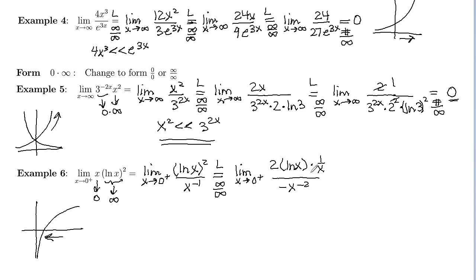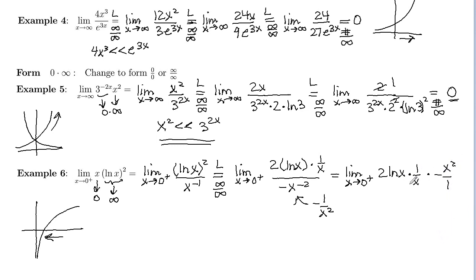And now let's simplify this thing before we decide whether we're done, whether we have to do L'Hopital again. So this will be limit x approaches 0 from the plus. And then on the bottom, that negative x to the negative 2, that's the same as negative 1 over x squared, right? Because a negative exponent means reciprocal. So dividing by negative 1 over x squared means multiply by the reciprocal. So we've got this 2 ln x times 1 over x, and then times the reciprocal at the bottom, which would be negative x squared over 1.